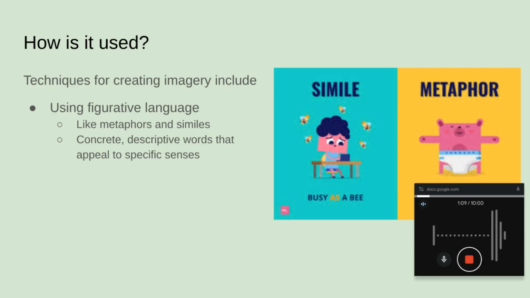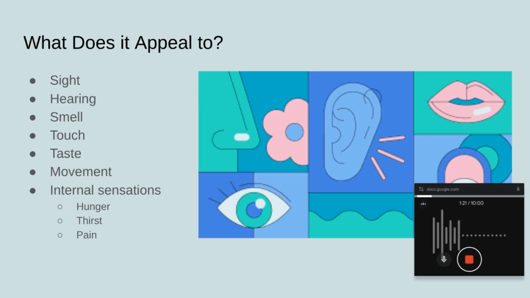So, how is it used? Some techniques used for creating imagery include using figurative language like metaphors and similes, or using concrete, descriptive words that appeal to specific senses. Again, it appeals to the five senses: sight, hearing, smell, touch, and taste, but it also appeals to things like movement and internal sensations. So, for example, hunger, thirst, and pain.